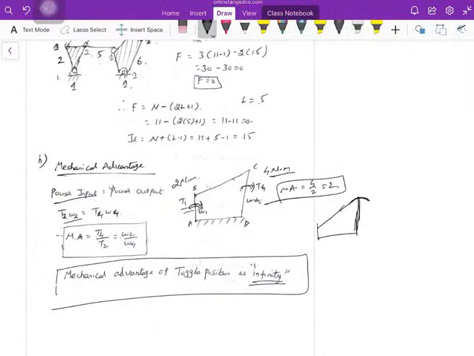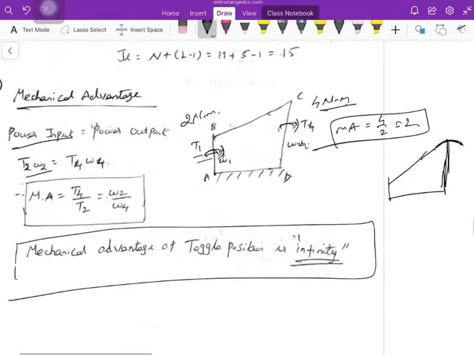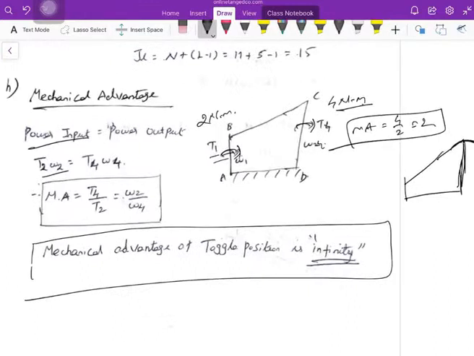Then what is mechanical advantage? This is our concept: the power input, the power given to the input, is equal to the power transmitted at the output. Power is nothing but T1 omega 1. Here I'm mentioning this as T2. T2 omega 2 is equal to T4 omega 4. The mechanical advantage is nothing but T4 by T2, otherwise omega 2 by omega 4.